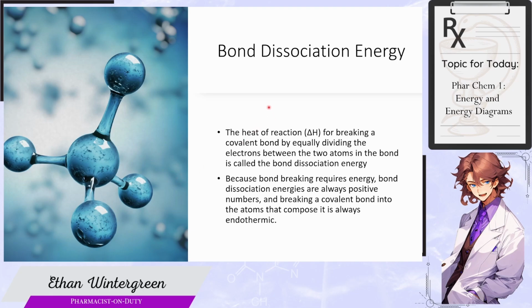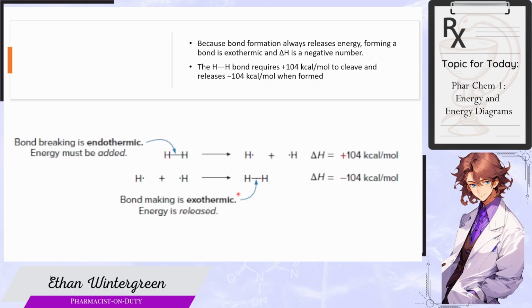Bond dissociation energy is the heat of reaction for breaking a covalent bond by equally dividing the electrons between the two atoms in the bond. Because bond breaking always requires energy, bond dissociation energies are always positive numbers. Breaking a covalent bond into the atoms that compose it is always endothermic. So when breaking substances, it's most of the time endothermic. And because bond formation always releases energy, forming a bond is always exothermic and the enthalpy change is negative.